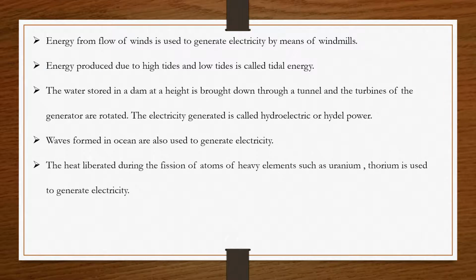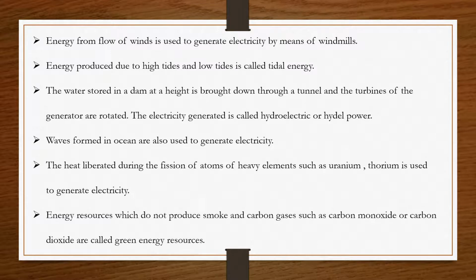And the heat liberated during the fission of atoms of heavy elements such as uranium, thorium is used to generate electricity. And the energy resources which do not produce smoke and carbon gases such as carbon monoxide or carbon dioxide are called green energy resources.